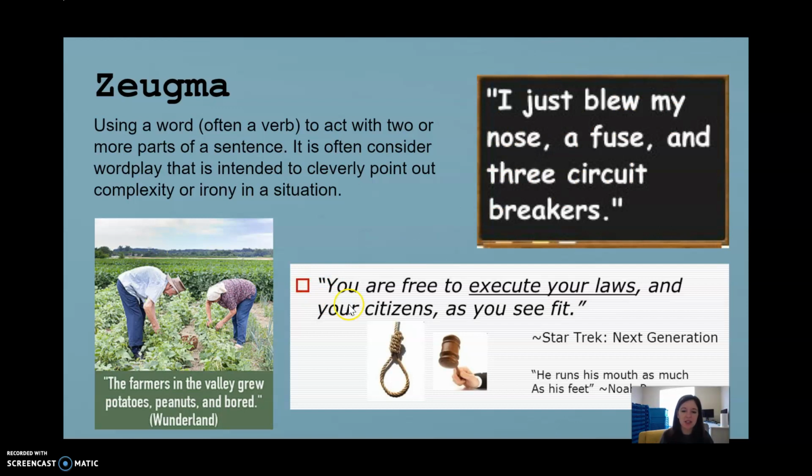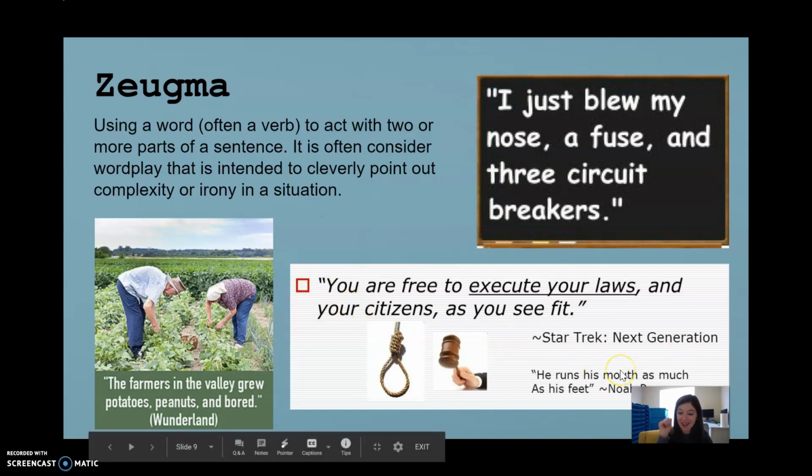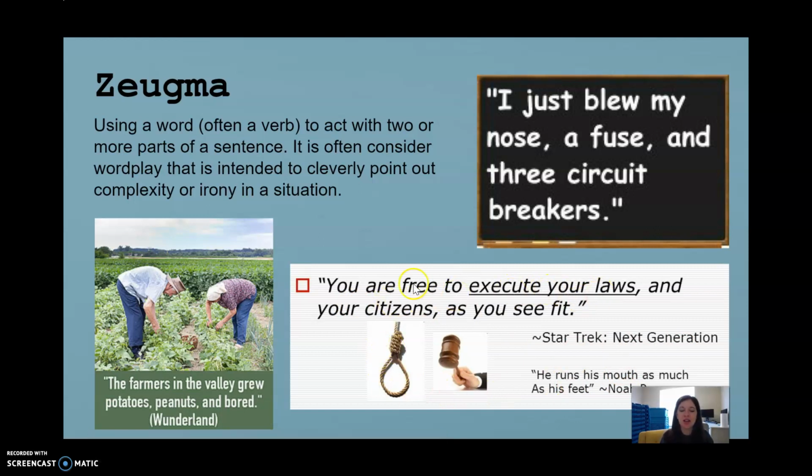Here we have another example. This is one from Star Trek. Yeah, and I remember the episode this one came from. So you are free to execute your laws and your citizens as you see fit.